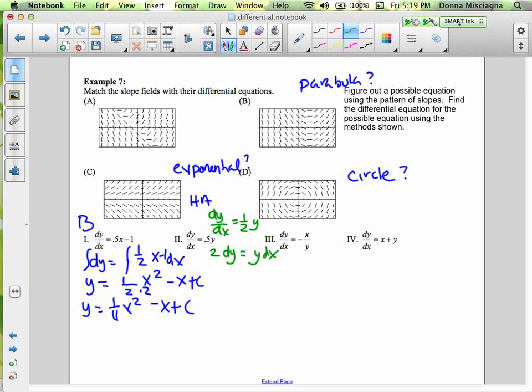Everyone agrees that's okay, right? All I've done is moved the 2 and moved the dx. Now we'll divide by y. 2 over y dy equals dx. And I think I'm wrong about where I guessed exponential, maybe not, and now I'm thinking it's going to be something different.